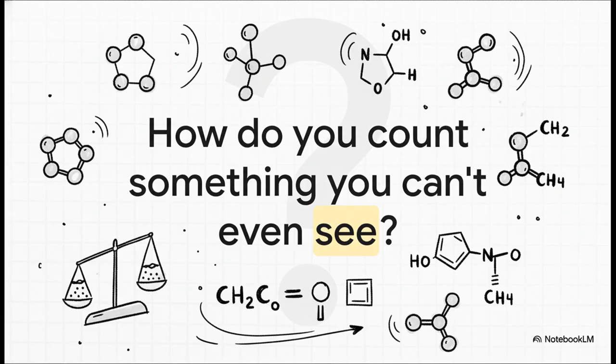No, I mean, really think about that for a second. Chemists have to know exactly how many atoms are in a reaction, but it's not like you can just line them up and tick them off a list. So how on earth do they manage it?